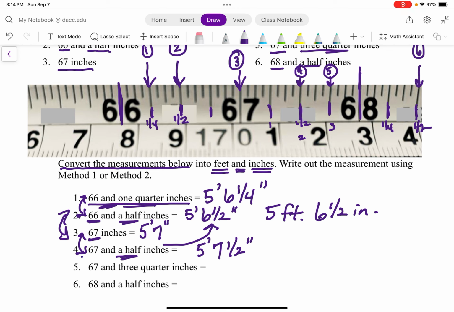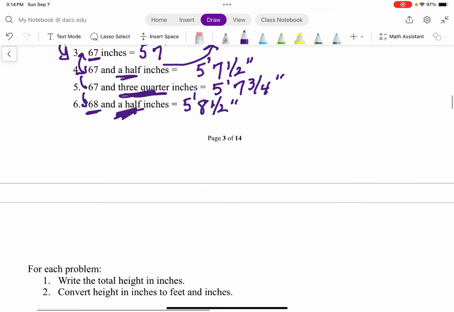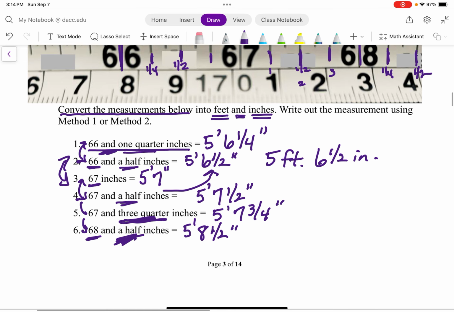Next up, oh, we've got 67 again. I know that's 5 feet 7 inches, but now it's asking me for 3/4 inches to add. And then very last, we have 68.5 inches. Well, 68 inches is just one more than 67. So instead of 5'7", that would be 5'8". 5'8.5 inches. Okay. So hopefully that is very helpful there.